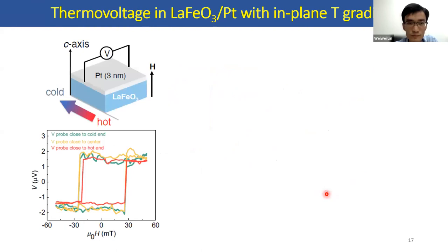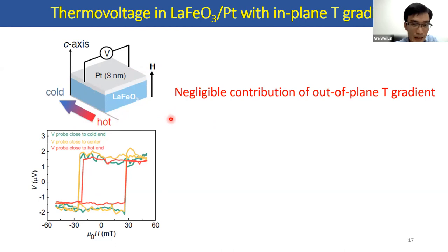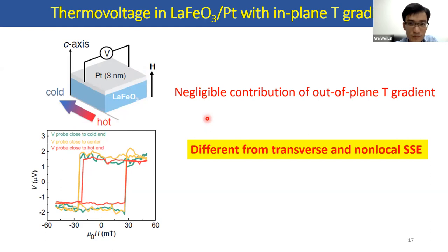So now I show the voltage probe position. Whether the voltage probe is close to the hot side or close to the cold side, there is no pronounced difference between these two configurations. It does not depend on the voltage probe position relative to the hot side or the cold side. This also indicates the negligible contribution of the out-of-plane temperature gradient. So it's different from the transverse spin Seebeck effect, and also different from the non-local spin Seebeck effect. Because for the transverse or non-local spin Seebeck effect, the magnetic dependence of the thermal voltage will change sign, whether close to the hot side or close to the cold side. So our result in lanthanum ferrite is different.